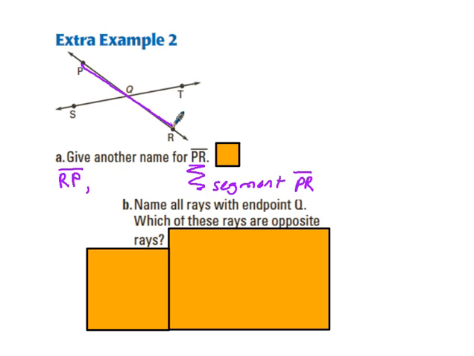Name all rays with endpoint Q. Well, it starts here. We could have one going that way. That would be ray QT. We could have one going that way, which would be ray QR. Starts at Q, goes through R. And ray QP goes that way. And the last one would be that way. It's ray QS.